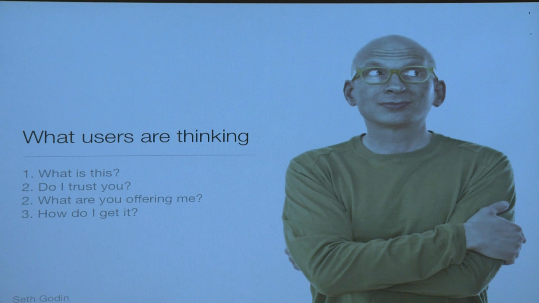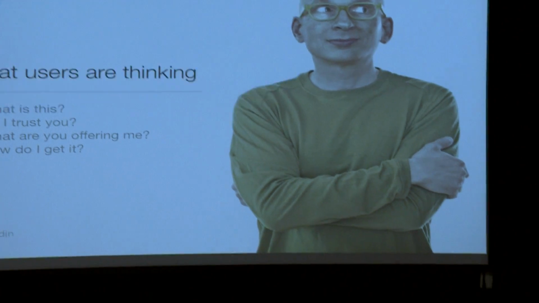Next, it's what are you offering me? So when they come to the page, they know what this is and what they can get out of it. If they can't see what they're going to get out of it, they leave pretty quickly. And the last thing is, how do I get it? At this point, when they trust your website and they know what it is and what they're going to get, if there's not a big button that says, give me the thing, then they're going to leave.